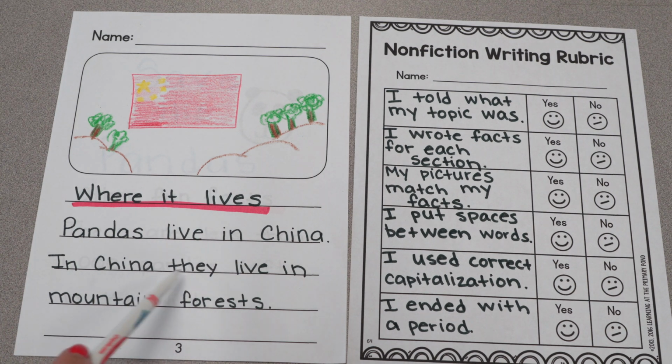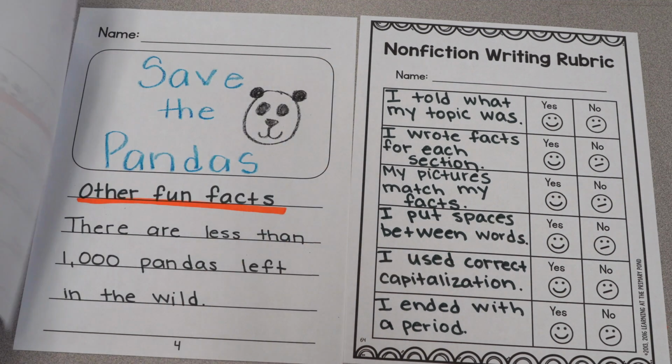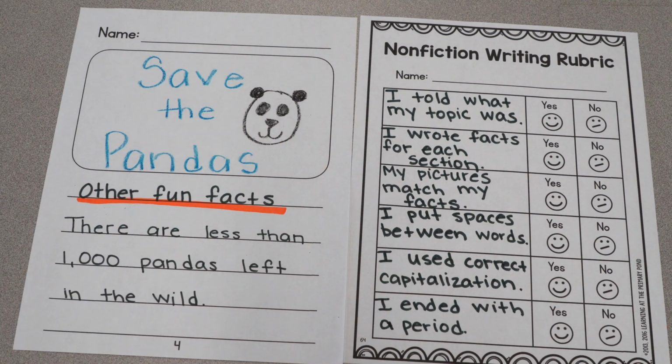I have spaces between my words. I used correct capitalization, and I ended my sentences with a period. All right, let's look at my last page. Other fun facts. There are less than 1,000 pandas left in the wild.